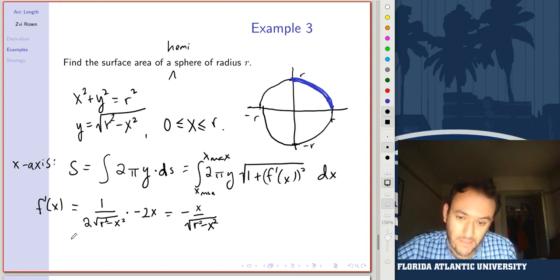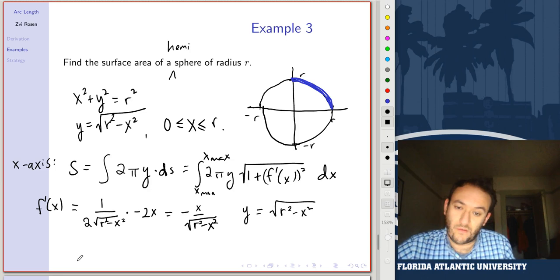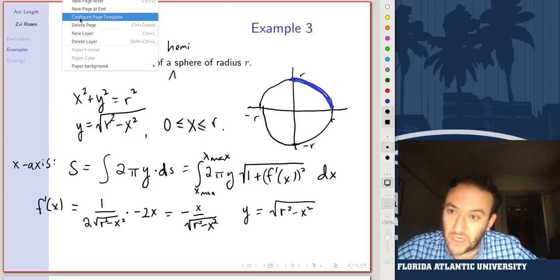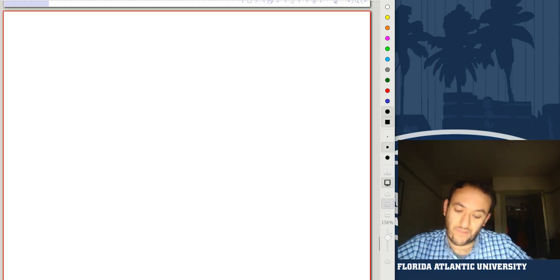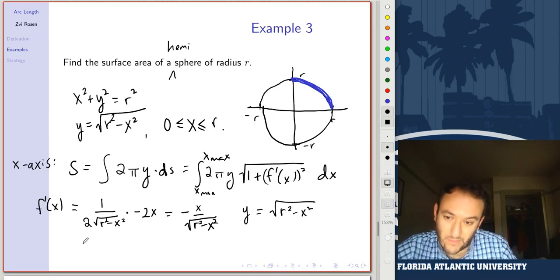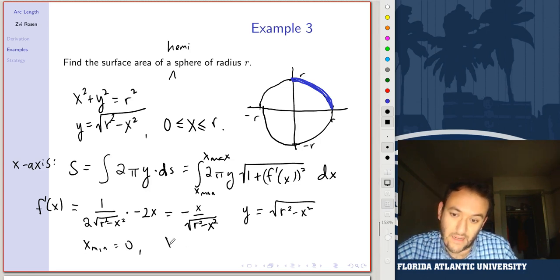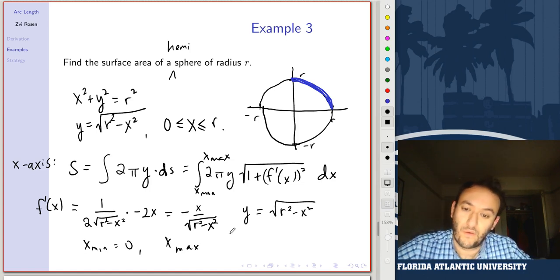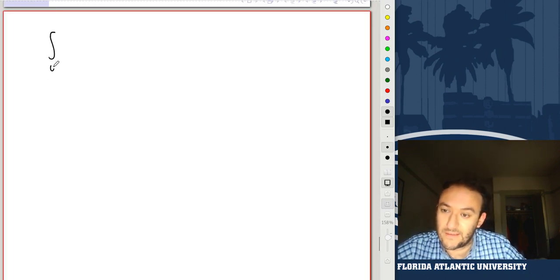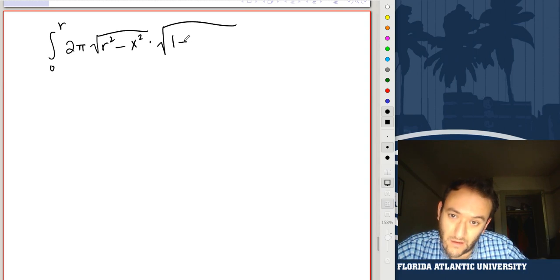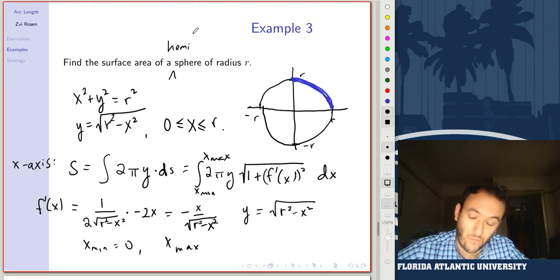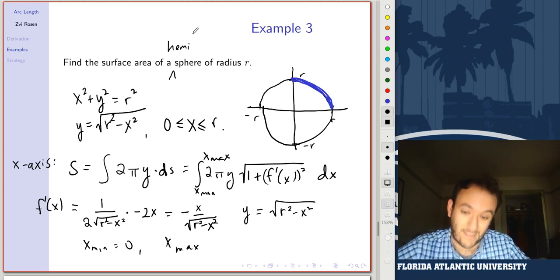So plugging this into our formula, and also y we know from above is equal to the square root of r squared minus x squared. So we have, and I'm just going to start this on the next page, the integral, and let's also note what x min and x max are. X min is 0, and x max is r. So we can take the integral from 0 to r of 2 pi, and now our expression for y is the square root of r squared minus x squared, times the square root of 1 plus, now we have to square the derivative, which was minus x over root r squared minus x squared.